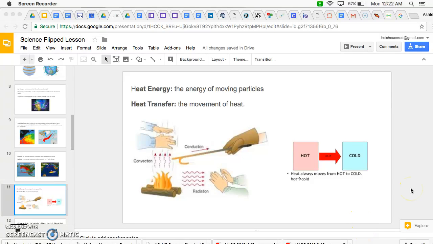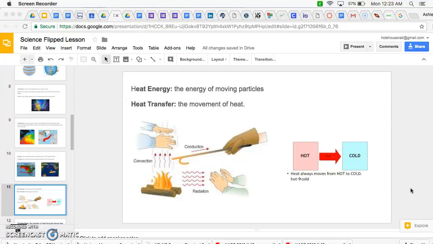All right, so now we are looking at heat energy, and this will be quick for going over heat transfer. Heat energy is the energy of moving particles. Think about when you are cold, what do you do? You bundle up really tight, you get close together. When objects are cold, the particles are really close together, like ice, which is solid. But when things are hot, the particles spread out and move rapidly, kind of like boiling water. They start bouncing all around.